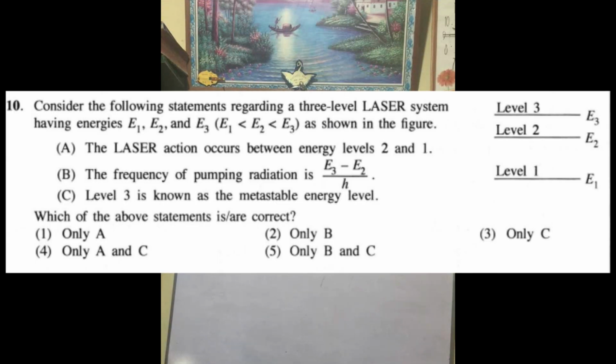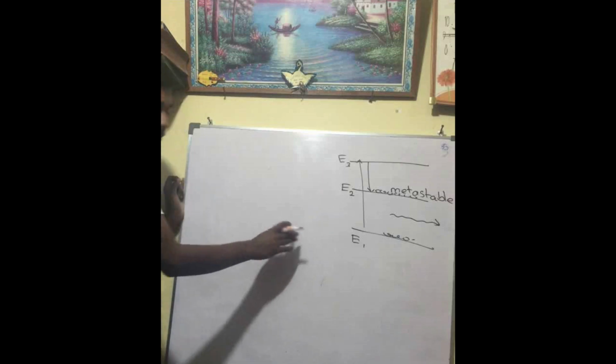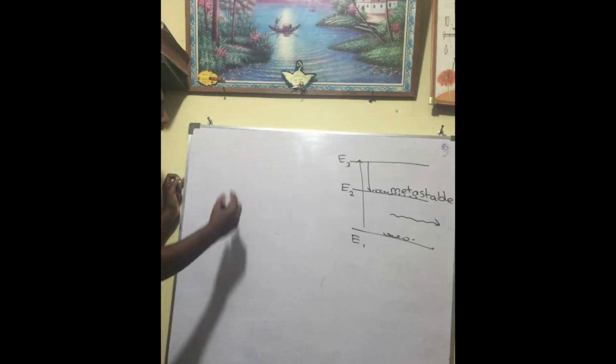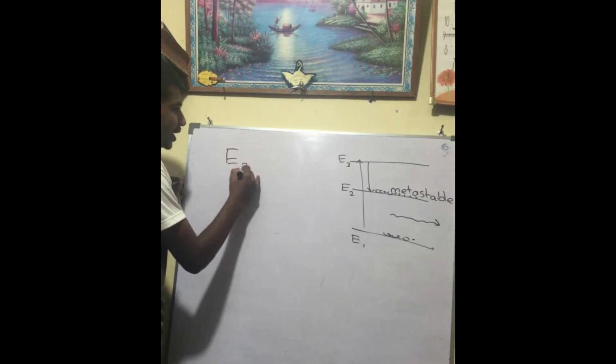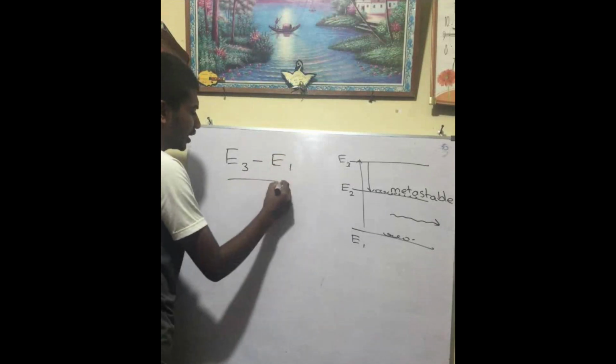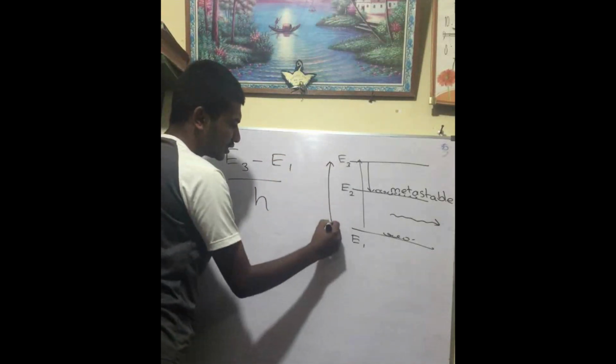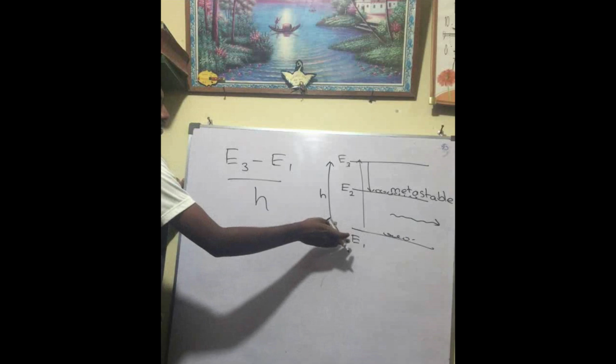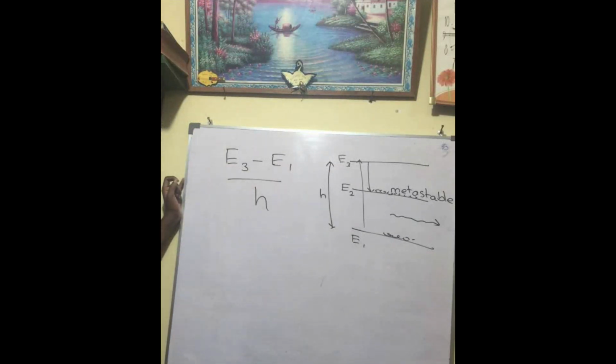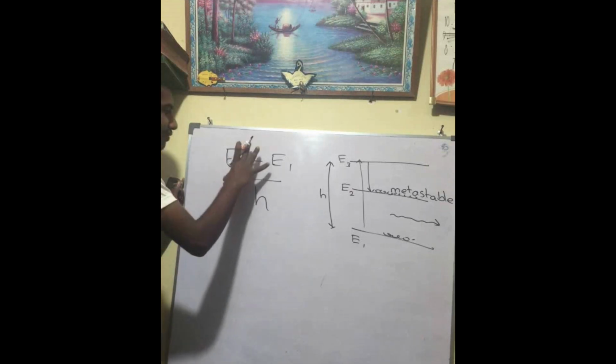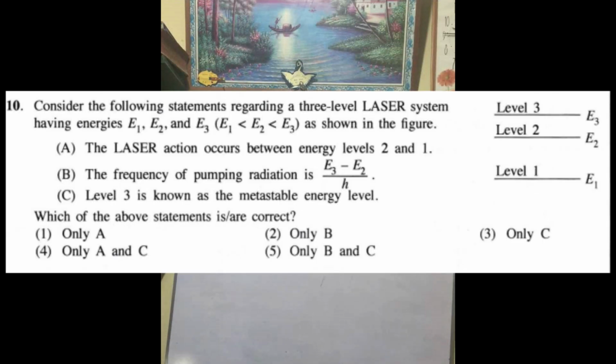So the B statement: the frequency of pumping radiation is (E3 minus E2) over h. That is wrong, because the pumping radiation frequency will be (E3 minus E1) over h. We are considering this gap as h. This is the lowest level and this is the highest one, so the pumping radiation equation will be this. So that second statement is wrong.